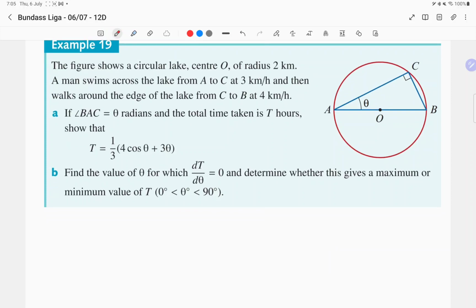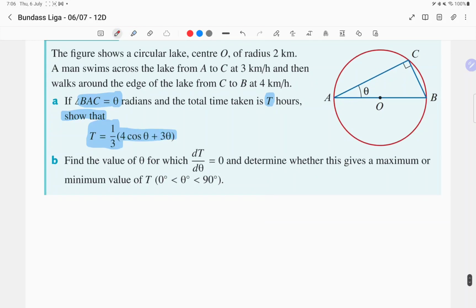Example 19. Now this one's a bit easier, right? This one you get the equation. The figure shows a circular lake, center O of radius 2. A man swims across the lake from A to C at 3 kilometers per hour and then walks around the edge from C to B at 4 kilometers per hour. If the angle BAC is theta, that's our first variable, and the total time is T, show that big T equals this thing. Oh, it's a show that question. What do you do when you see a show that question? Skip it. Okay. We'll skip that for now.